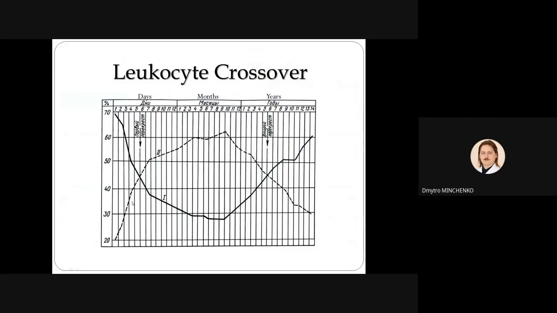Okay, so we already started talking about this a little bit, but let's focus on it some more. We have the leukocyte crossover. This is the graph representing the population of neutrophils expressed in the bold line, and the population of lymphocytes expressed in the dashed line versus age. The first presented are the 12 days, then following the months, and then following the years.